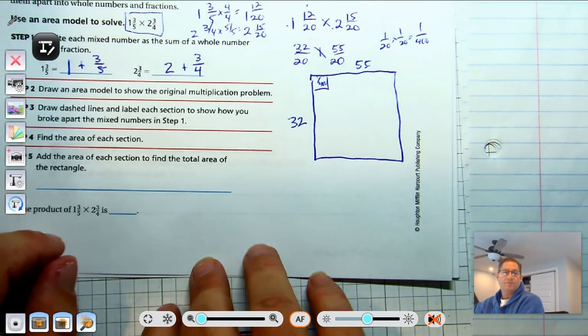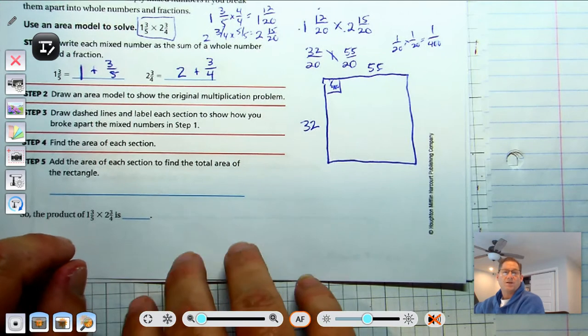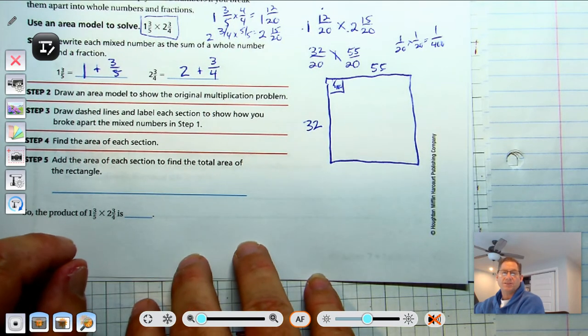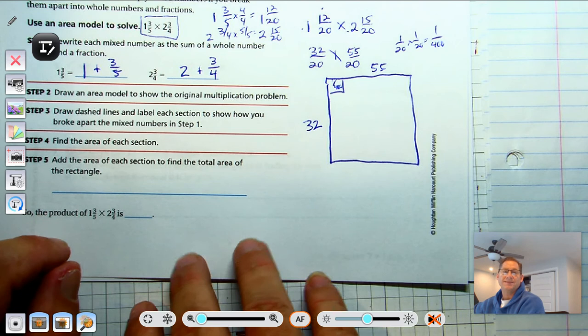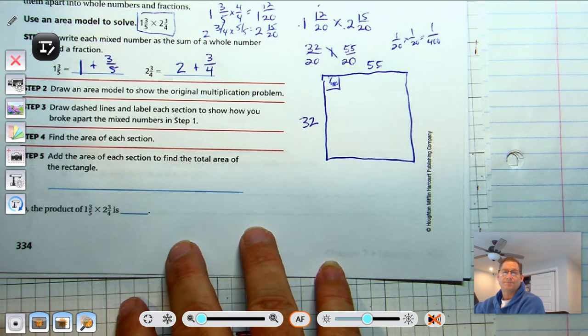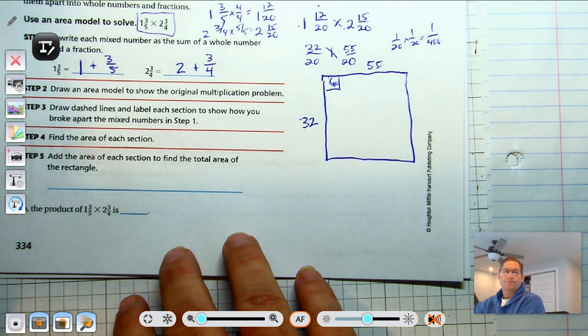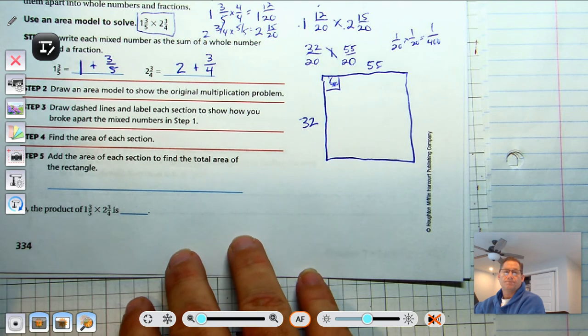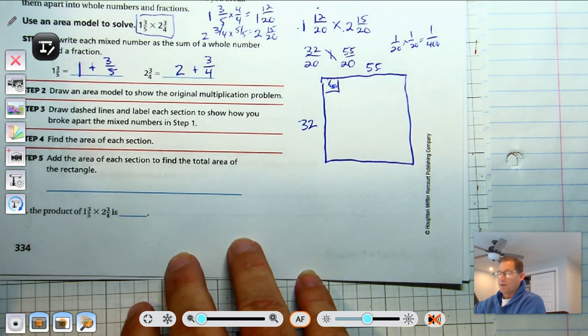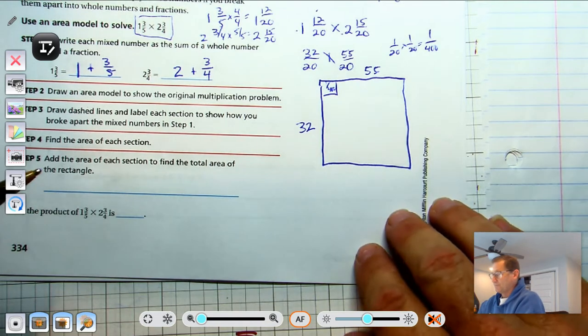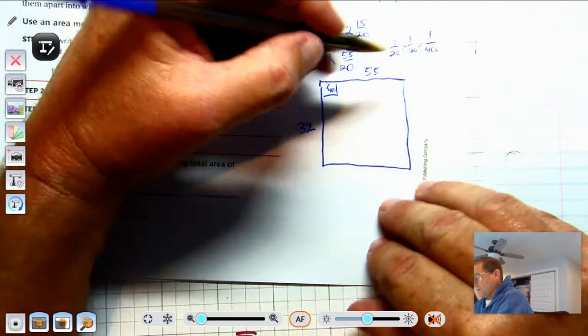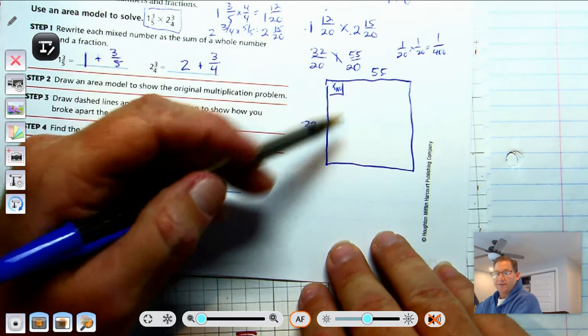All right, now draw dashed lines and label each section to show how you broke apart the numbers in step 1. So that's what it would be if we're doing it the other way.